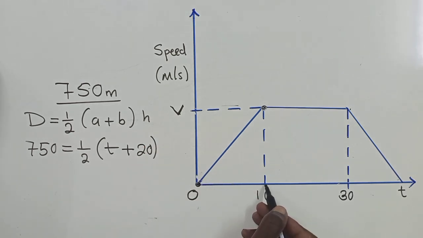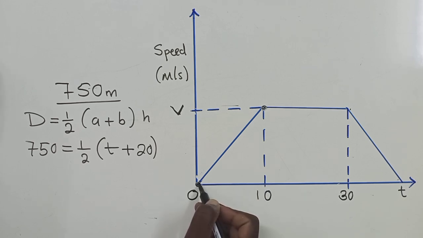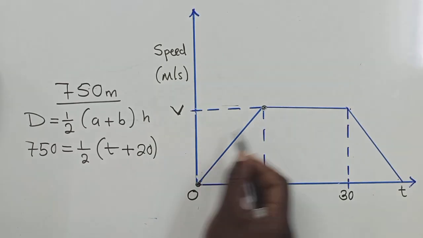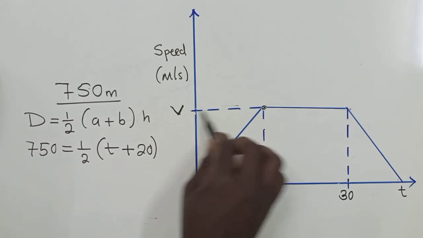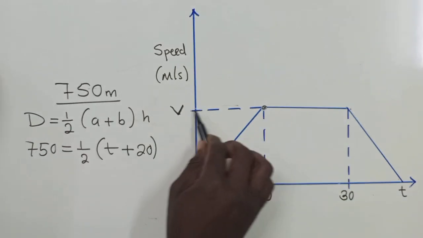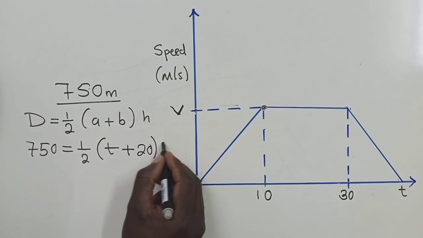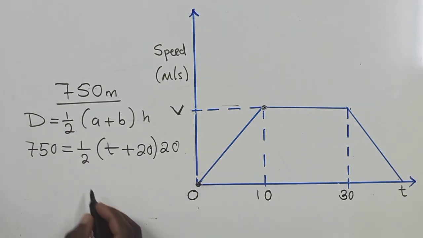Our h will be the distance or the length from 0 going up right here. We know the height from here going up. What is the height? We check the y-axis here, the value of v, which we found to be 20.